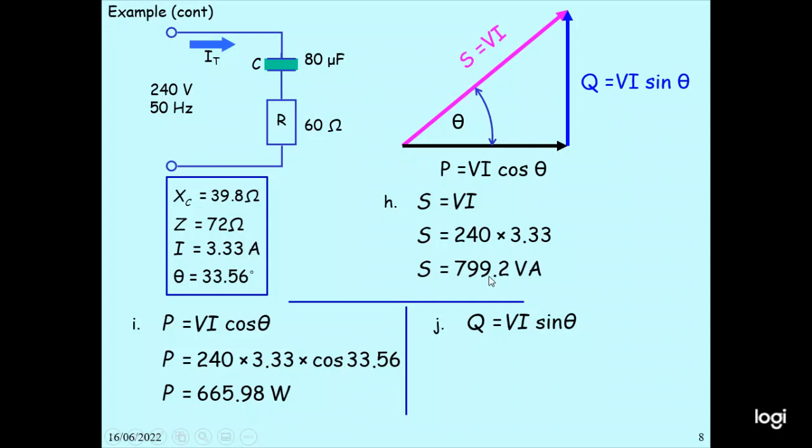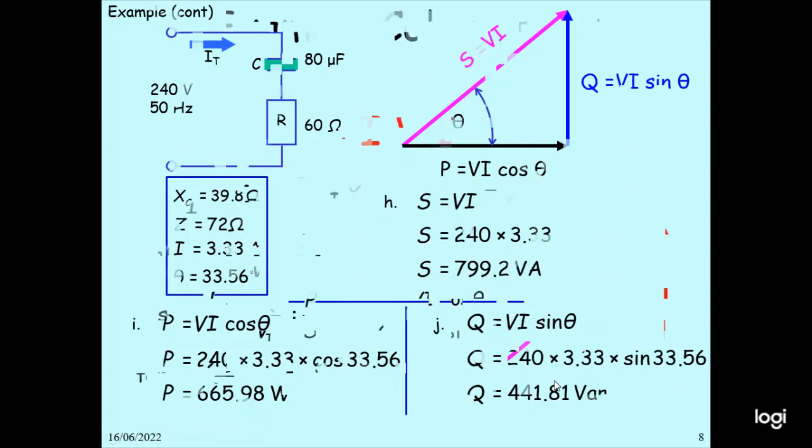799.24. P is equal to VI cos theta, 240 into 3.33 multiplied by cos 33.56, giving 665.981. Q is equal to VI sin theta, so 240 multiplied by 3.33 into sin 33.56, so you get 441.81 var. So these are the calculations.